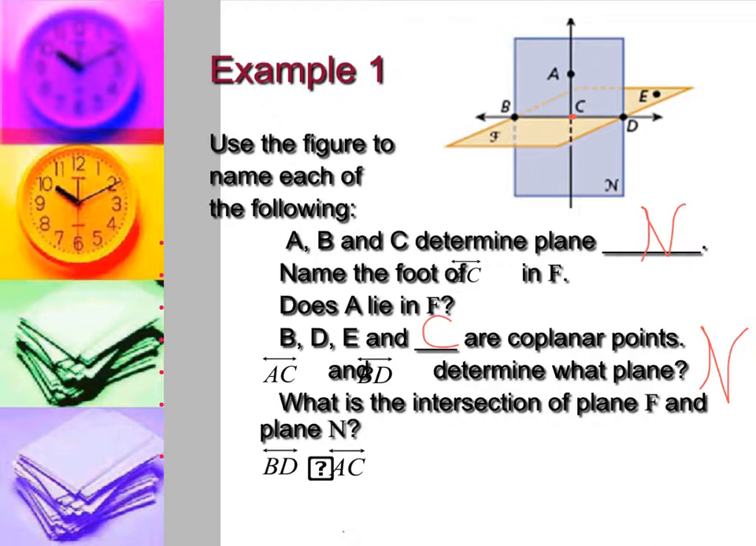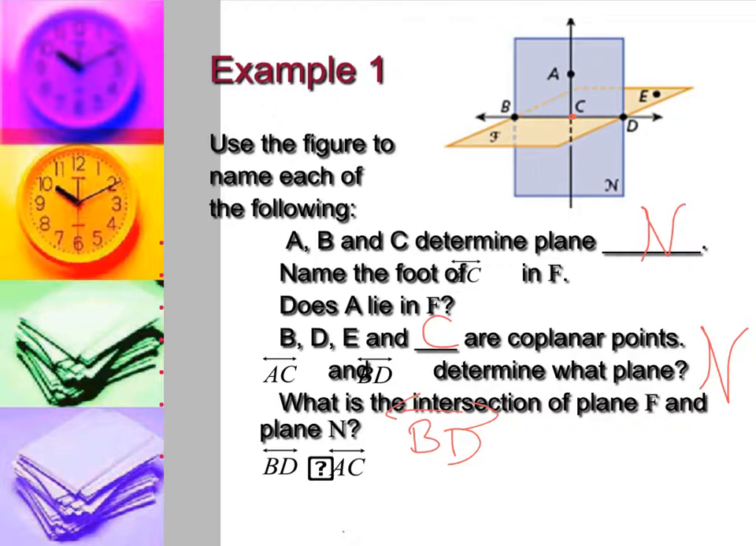All right. What is the intersection of plane F and plane N? Plane F and plane N. Well, two planes intersecting forms a line. So we could say line BD. Or if you said BC or CD, all those would work because those are all just different names for the same line.